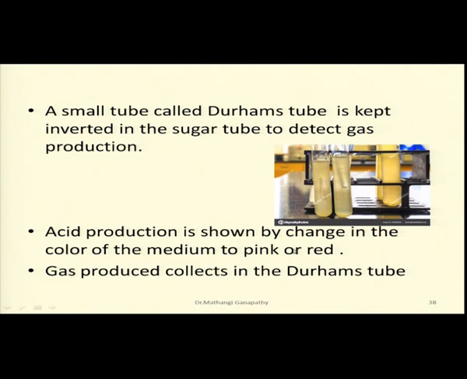So, you have the 1% sugar solution taken in a broth, then you have a small Durham's tube put inverted down onto the medium, then you inoculate the bacterial sample and incubate it. Now, if the sugar can be fermented and metabolized by the organism, you might see gas bubbles which get collected in the Durham's tube. You will see a change there.